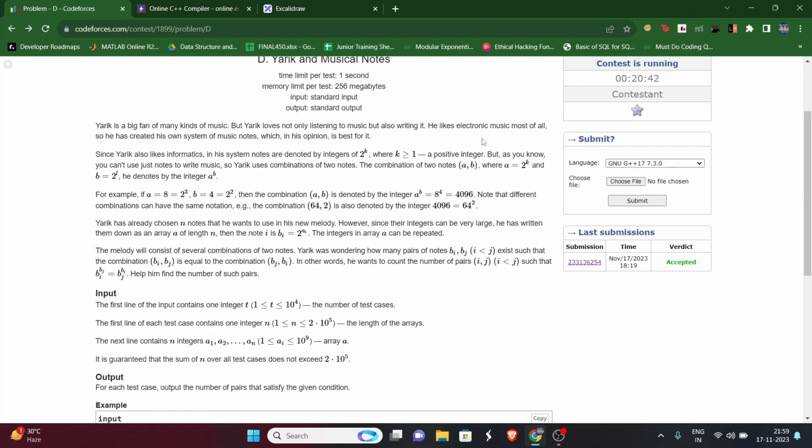Cool. So the question says there is a character called Yarik and he likes to make notes, as in musical notes. Whenever he makes a note, it is of the form 2 to the power k. Or simplifying the question, there will be a person Yarik.